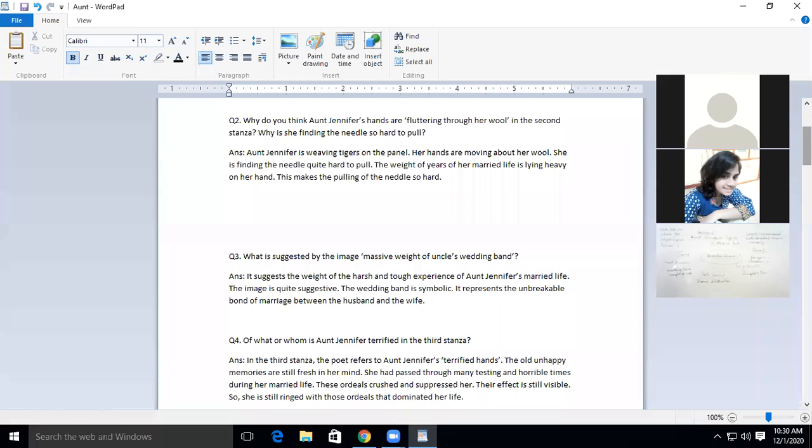Yes, sir. So Aunt Jennifer's hands are fluttering through her wool because she's an old lady. And fluttering also signifies an oppressed mental condition, which makes it difficult for her even to pull the ivory needle while she's embroidering the curtains or whatever she's embroidering. Okay, so you said she is an old lady.